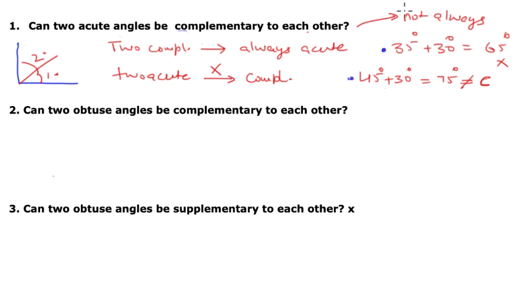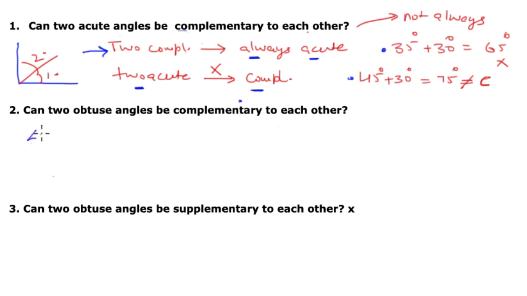Okay, so the true answer is not always, but for you to understand a little bit deeper, when we are talking about two complementary angles, they are always acute. Remember this sentence, okay? But two acute angles, they are not complementary all the time. So this statement works only one way. All right. So the question is, can two obtuse angles be complementary to each other?